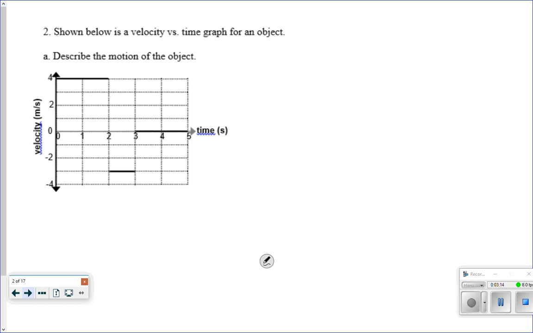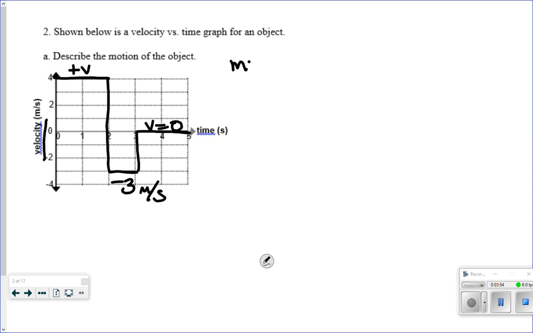Okay, next. Shown below is a velocity versus time graph for an object. Describe the motion of my object. Here you can see that my velocity, which is on the y, is constant positive velocity. It's 4 meters per second. And then here, it rather instantaneously changes to a negative 3 meters per second, and then again rather instantaneously changes to a velocity of 0. Now in reality, we know that that cannot really happen, but we are just going to work with it for a few seconds here. We're going to get to acceleration in a few of these.